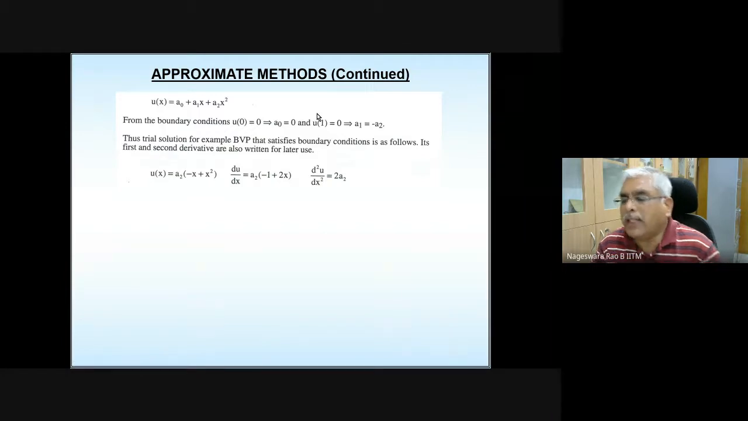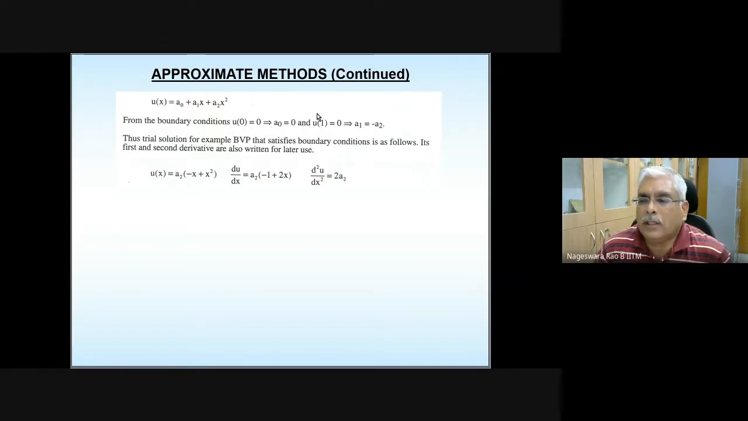What is that modified trial solution called? It's called the admissible solution. Please take a note of it. So, starting with the polynomial trial solution, impose the essential boundary conditions, make it admissible, then you proceed further.